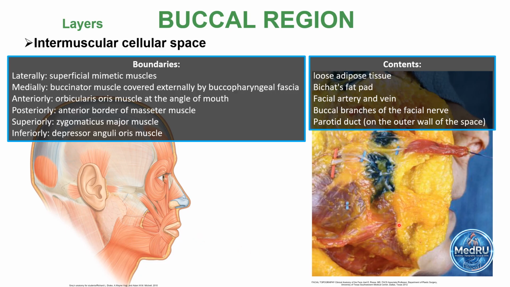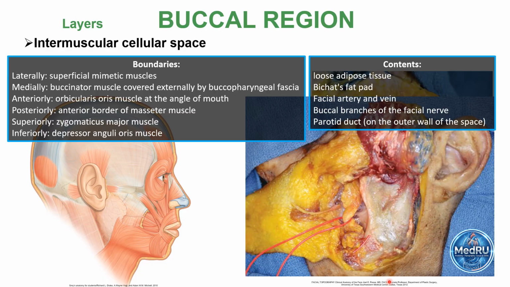The main content of the space is loose adipose tissue. It is this tissue that, during inflammation, becomes the basis for the formation of phlegmon. Bichat's fat pad, corpus adiposum buccae, is partly located in this space. It is not attached to the walls, but lies freely within the adipose tissue, which facilitates its migration during inflammation.